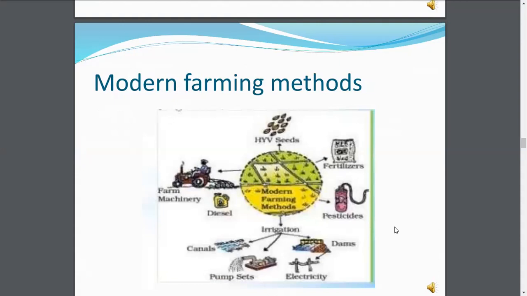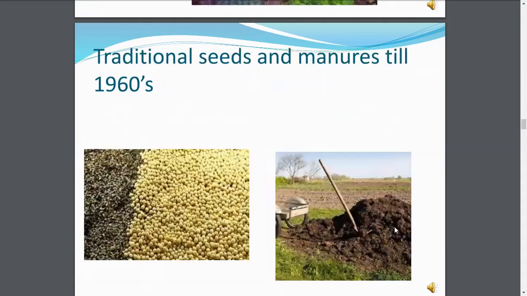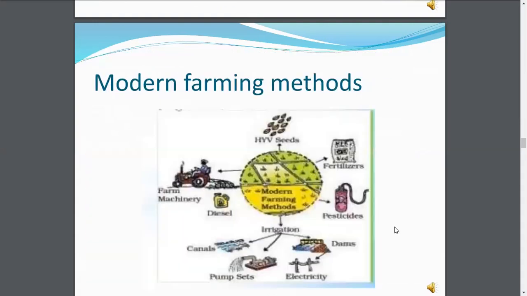Modern farming methods means, as we have seen in cropping patterns, multiple cropping is there. As I said, multiple means three or more. A single crop can also be grown, that is single cropping. Double cropping can also be done, that is two crops are raised, and multiple cropping, that is three or more crops are raised. All these things come under cropping patterns. Now these are farming methods. One we have seen here, that is the traditional method, and here it is the modern farming method.